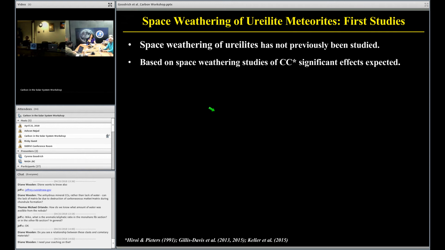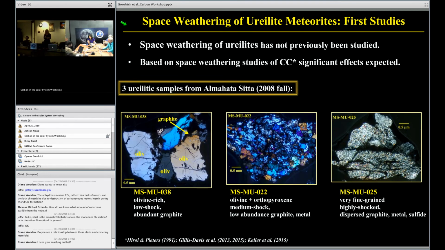So one of the things that's essential to know to answer that question is how Ureilites react to space weathering. Space weathering of Ureilites had not previously been studied, and certainly based on space weathering studies of carbonaceous chondrites, you would expect some significant effects. So we started this work with 3 ureilitic samples from Almahata Sitta.